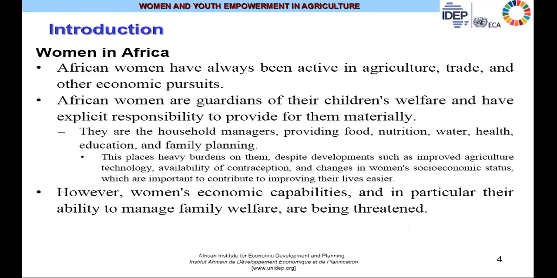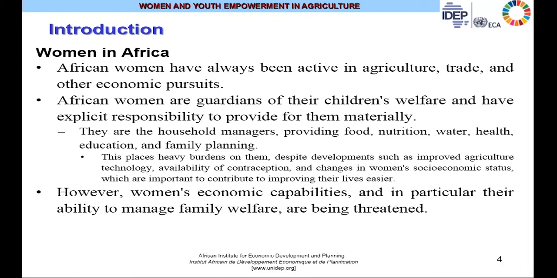Women in Africa have always been active in agriculture, trade, and other economic pursuits. African women are guardians of children's welfare and have explicit responsibility to provide for them materially. The women are the household managers, providing food, nutrition, water, health, education, and family planning. This places heavy burdens on women, despite developments such as improved agricultural technologies, availability of contraception, and changes in women's socioeconomic status, which are important to improving the lives of women.